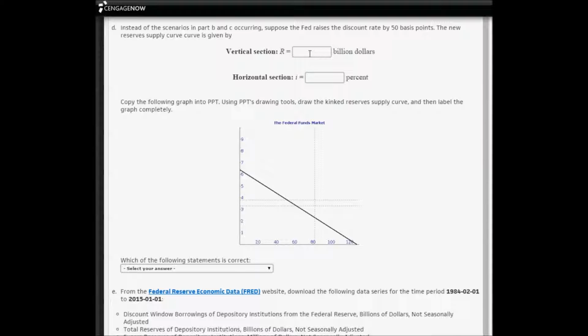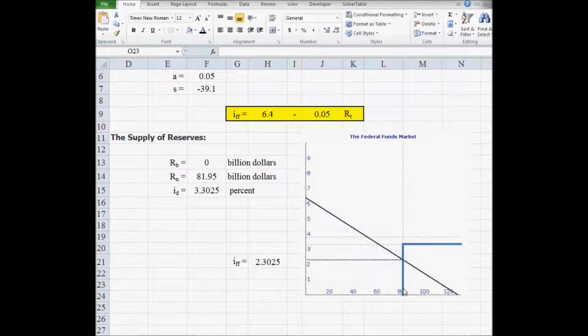Well, the vertical section does not change, $81.95 billion. The discount rate was 3.3025, but that's been raised 50 basis points. So we add 0.5 to that, we get 3.8025%. So when the Fed raised the discount rate, the supply curve rises vertically. The target federal funds rate is no longer 2.3025, it is 2.8025. So the new target is higher.